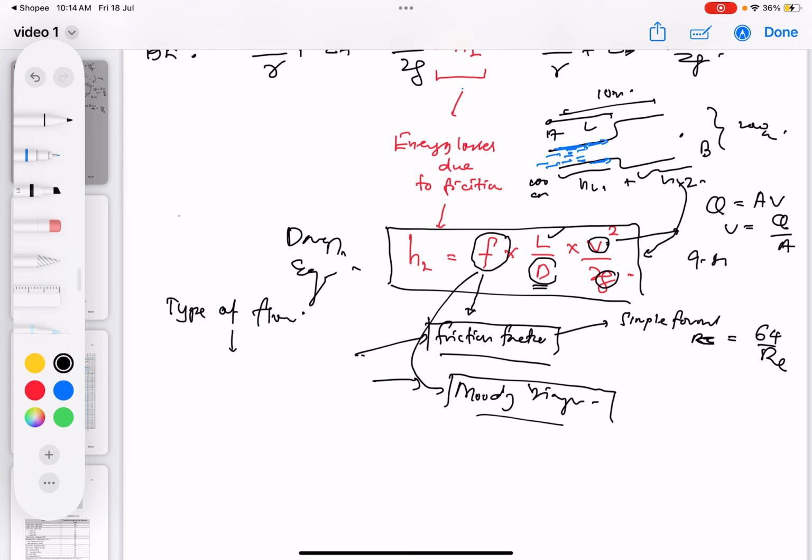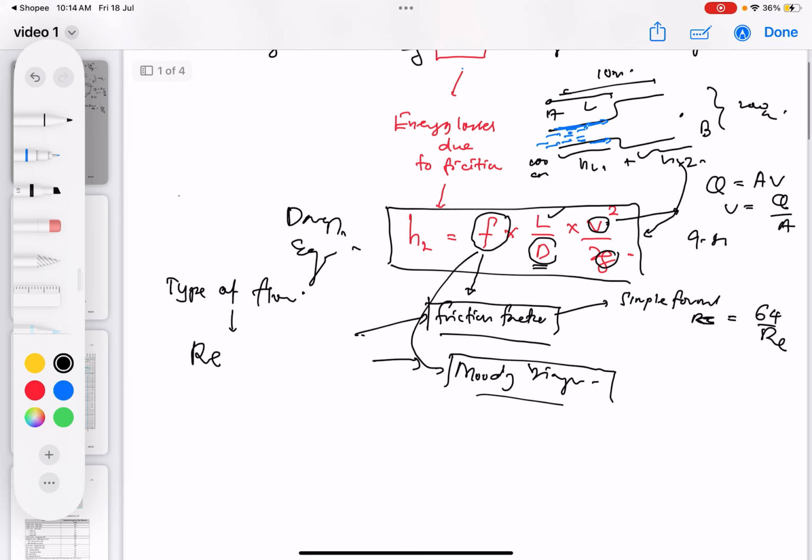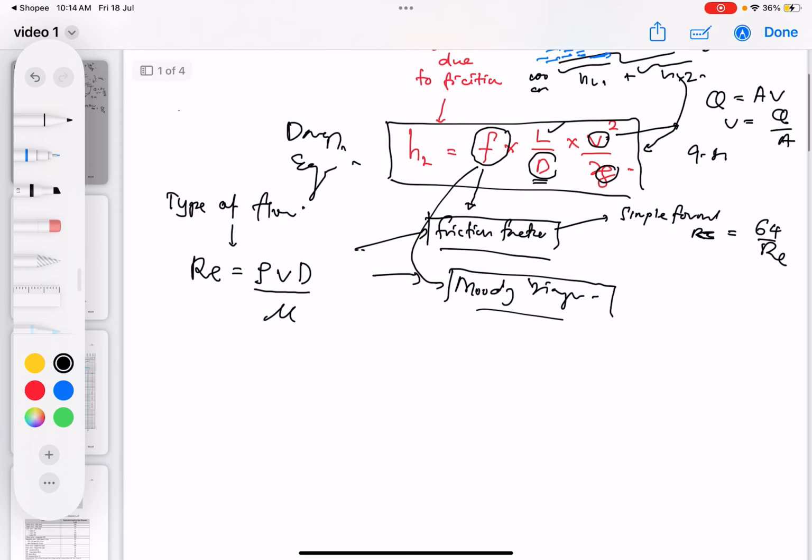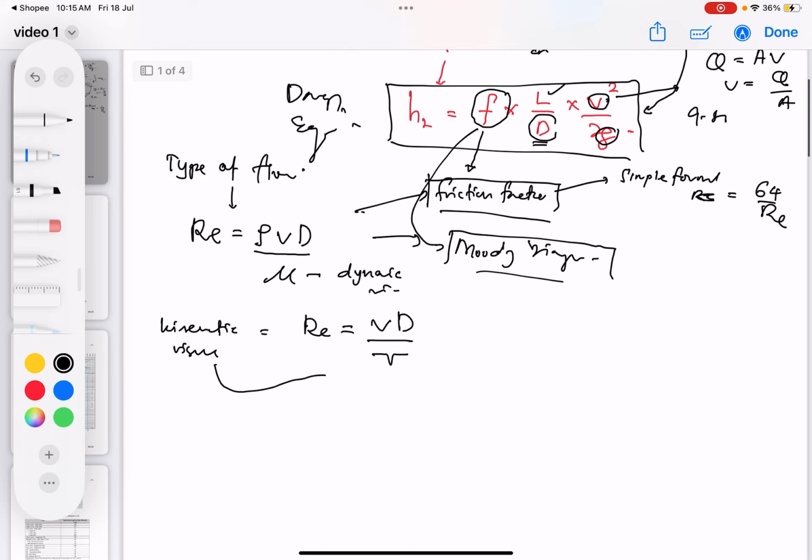To determine the type of flow, you can use the Reynolds number. Reynolds number equals rho, density, multiplied by velocity, multiplied by diameter, divided by dynamic viscosity. Sometimes they give it in the form of dynamic viscosity, sometimes in the form of kinematic viscosity. If they give me kinematic viscosity, just like chapter 1, I can use another formula: Reynolds number equals velocity multiplied by D divided by v, which is the kinematic viscosity.